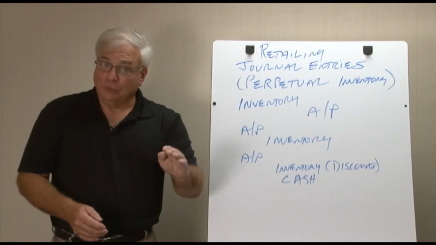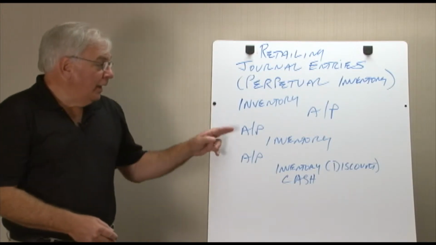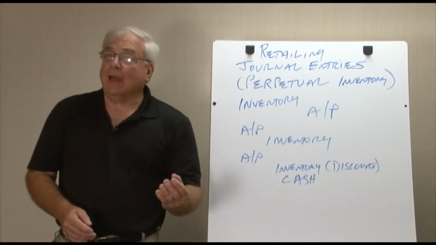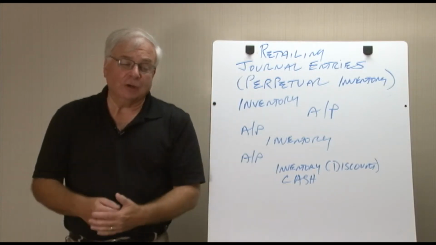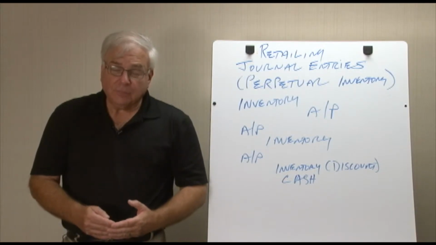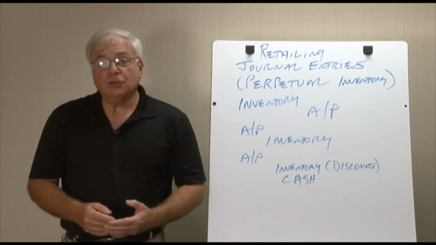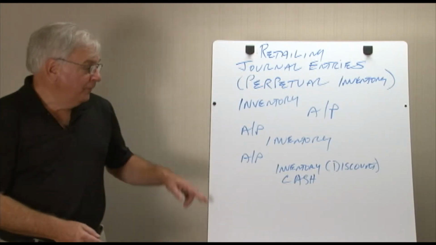Now it hasn't been sold yet, which is why it's still in the inventory account. If we have to send some of it back because it's the wrong kind, wrong size, wrong colors, whatever, that is sometimes called a merchandise return. In the perpetual system, a merchandise return is very easily done.